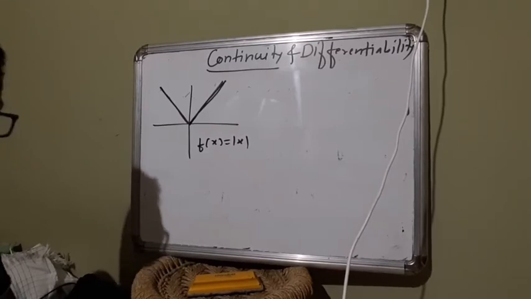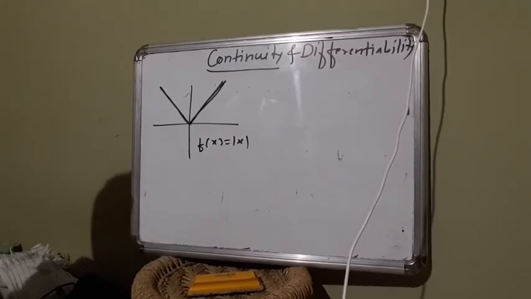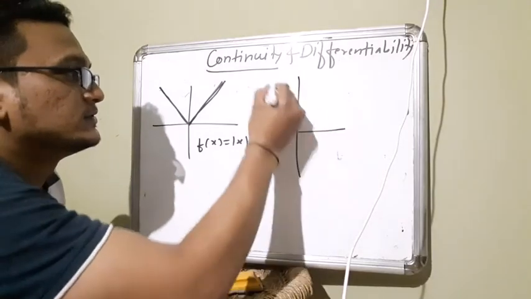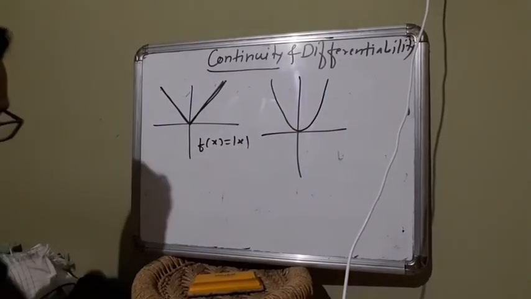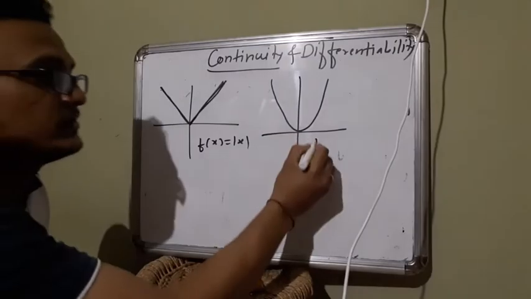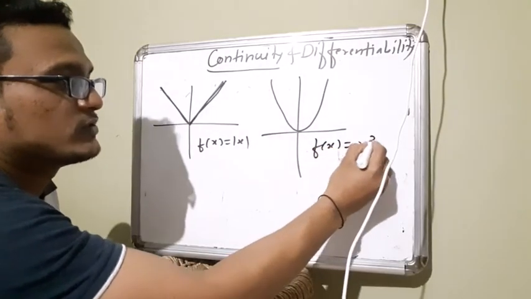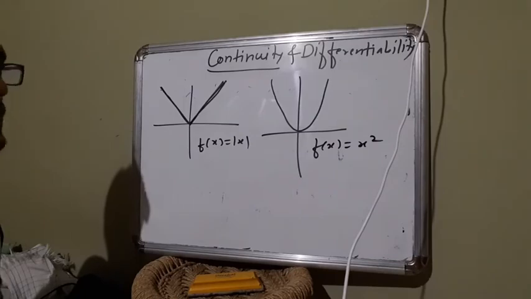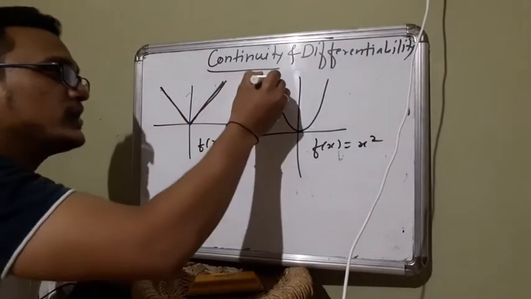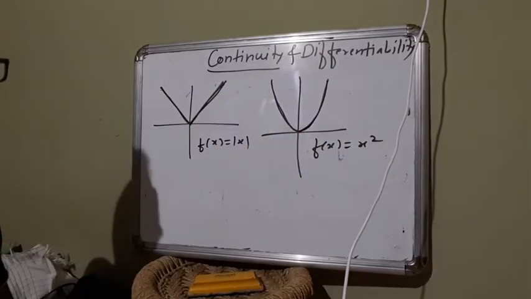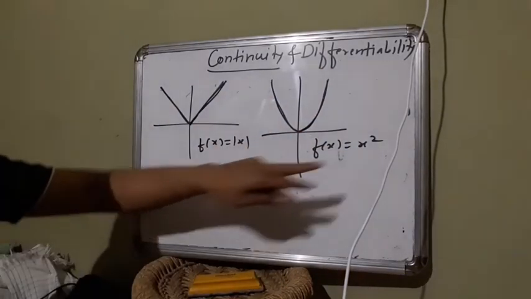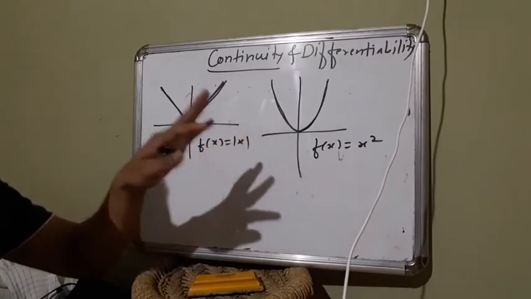Now similarly I will take one more. See, I have taken one more graph here. You can take this graph as f of x is equal to x square. This is the graph of x square. Again, while drawing this graph also, I have not lifted the hand. Therefore again this graph is continuous. Therefore x square is a continuous function.